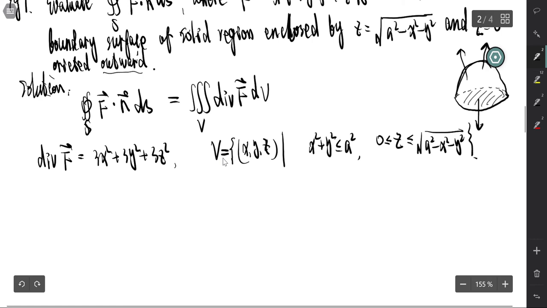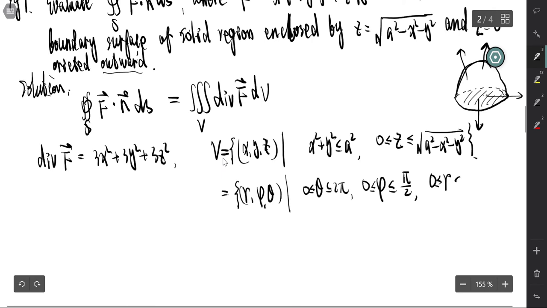And actually the solid region V is a part of a ball, so it's better to use spherical coordinates: r, phi, theta. Then theta is from 0 to 2 pi, and phi is from 0 to pi over 2, because any vector on the plane has angle pi over 2 with the axis. And r is from 0 to a. We draw any ray starting from the origin, and the maximum length is a.